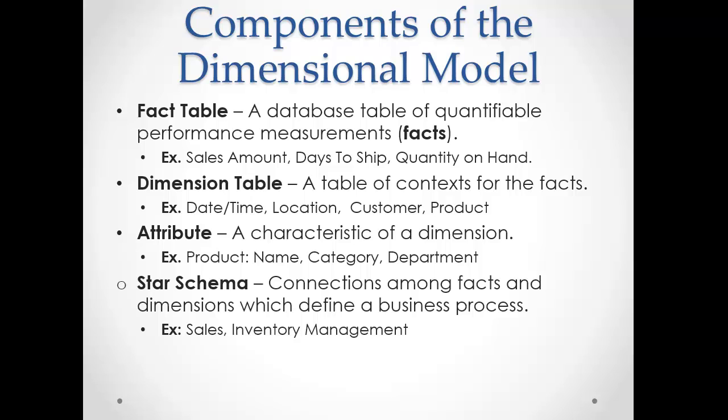And then all of this combines together in a star schema. A star schema is just a way of representing this with a relational structure where we have our facts, and then out from our facts we have our dimensions in a many-to-one relationship, if you will, and it ends up looking like a star. So that's why we call it a star schema.